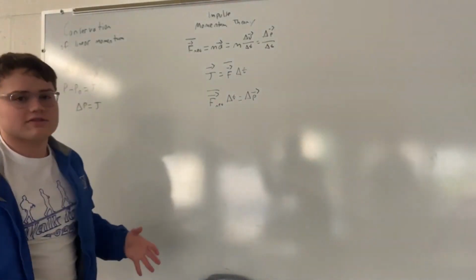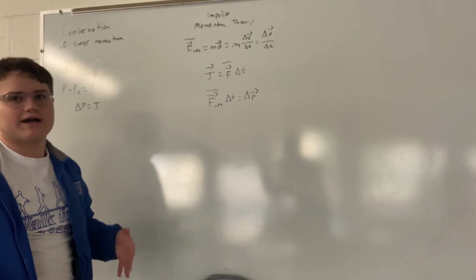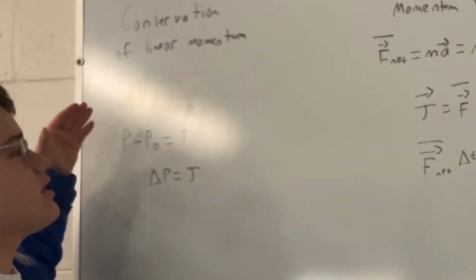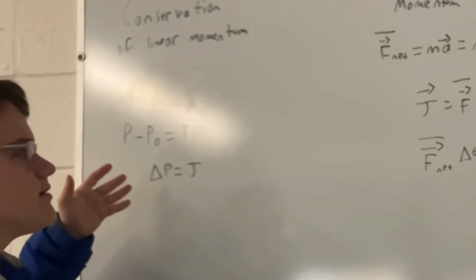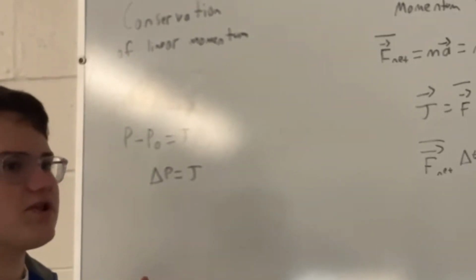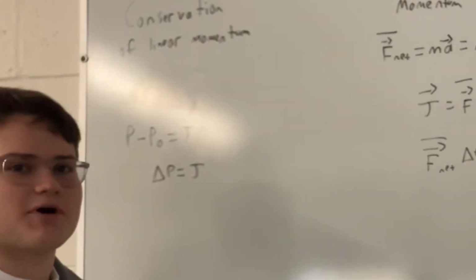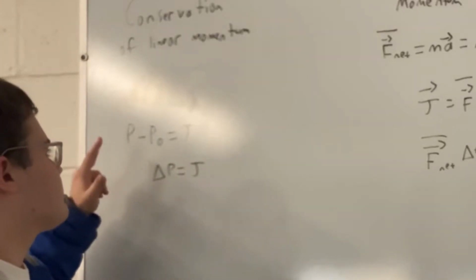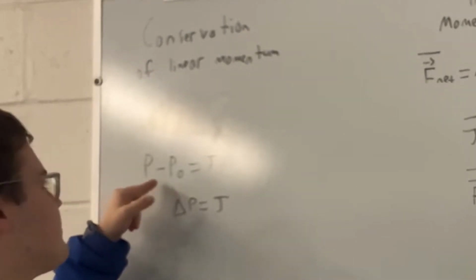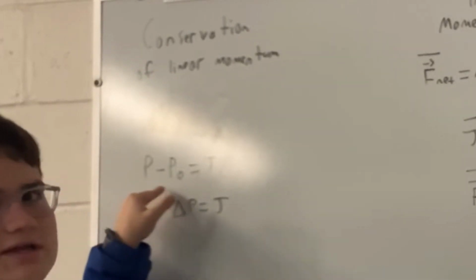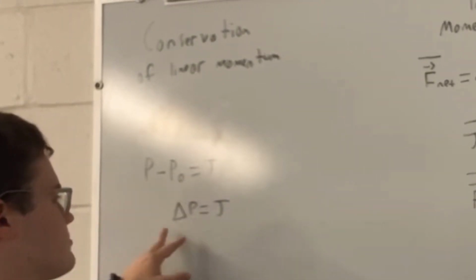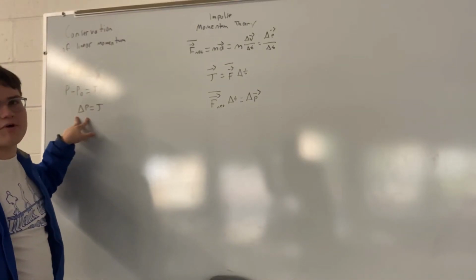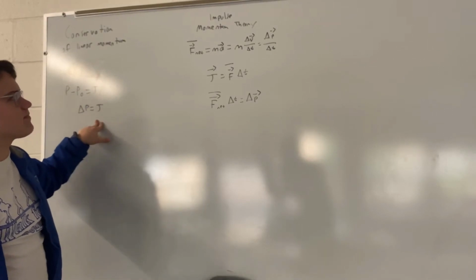So, now these are the actual principles behind those concepts. The conservation of linear momentum basically is just stating that so long as no external force acts upon a system, the final linear momentum minus the initial linear momentum is equal to the impulse. So the change in linear momentum is equal to the impulse.